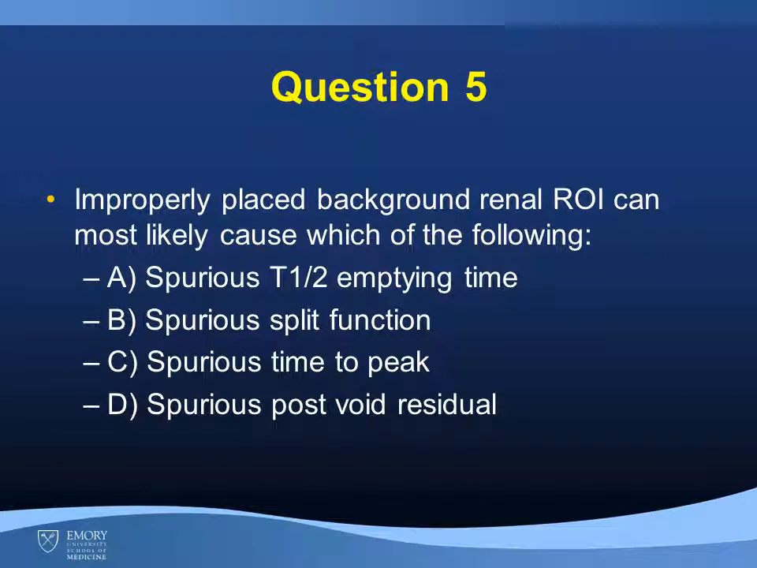And our final question. An improperly placed background renal ROI can cause most likely which of the following? Spurious T1/2 emptying time, spurious split function, spurious time to peak, spurious post-void residual? And the answer is spurious split function.